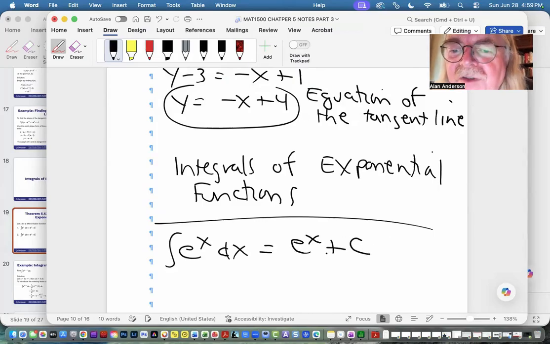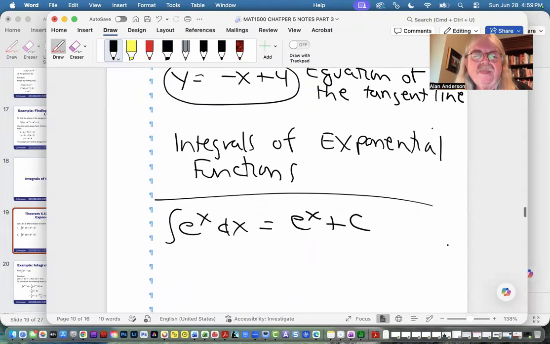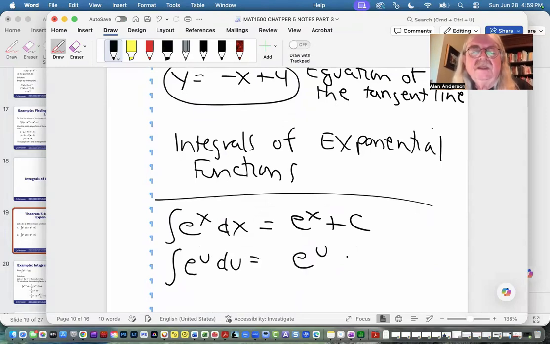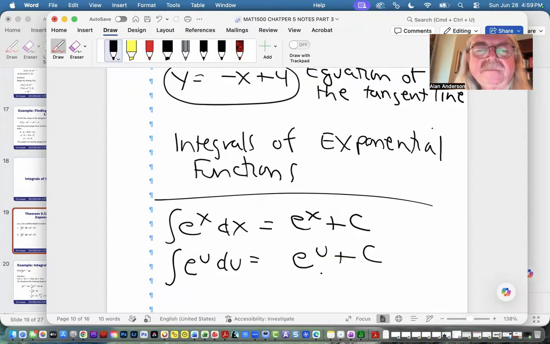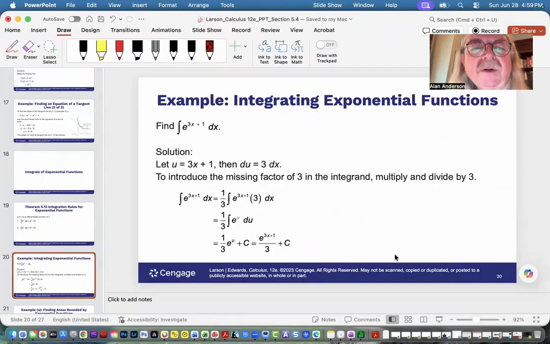I mean, it makes sense. If you differentiate this, it'll just bring you right back to e to the x. Okay. And then for u, same thing, just e to the u plus c. If I differentiate both sides, you'll see that I get the same thing. Wow. All right, here we go.